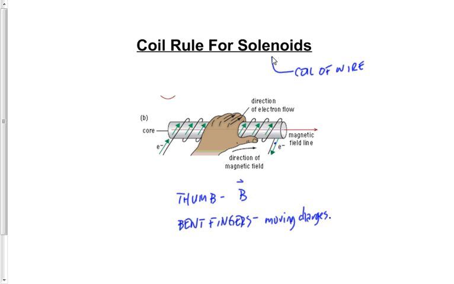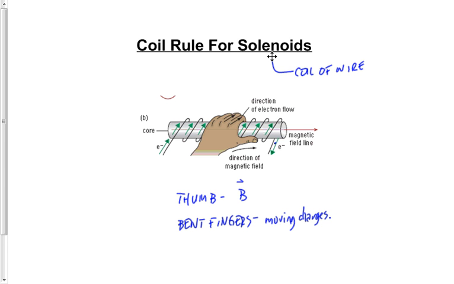Here's what I'd like you to do right now. Take a piece of scrap paper, whether it's out of your book or from the side of the room, it doesn't matter. Just take a piece of scrap paper and roll it up like this. This is your solenoid. This is your coil of wire.